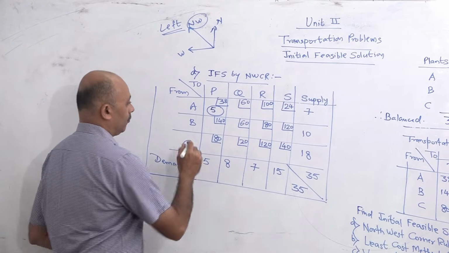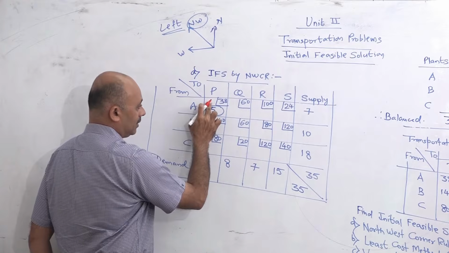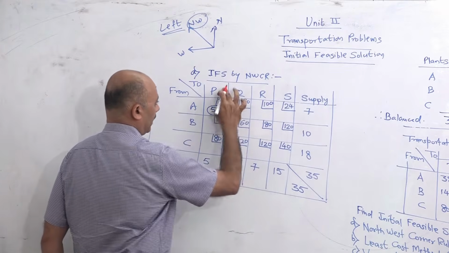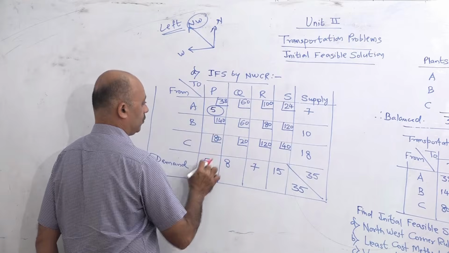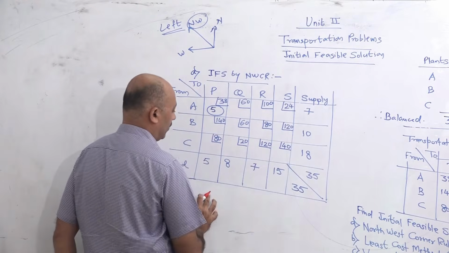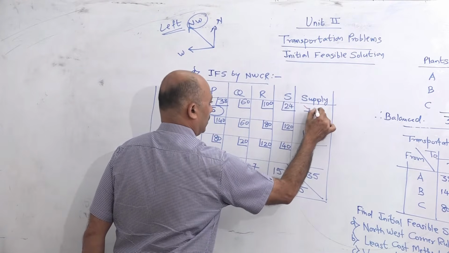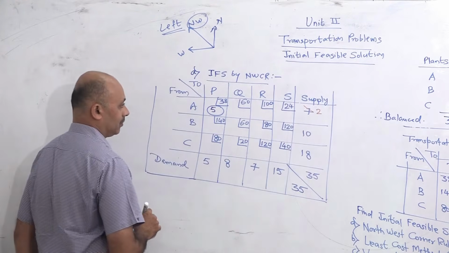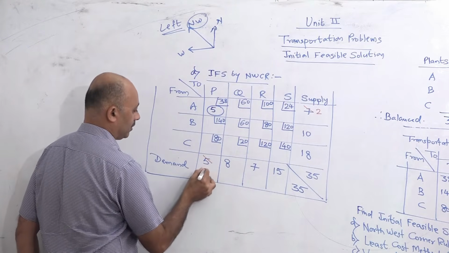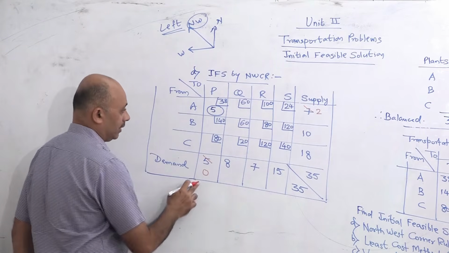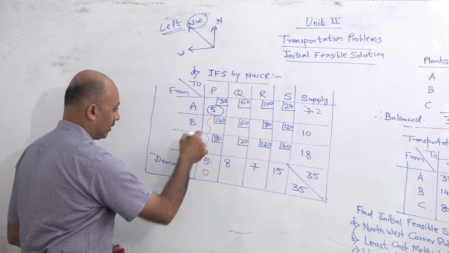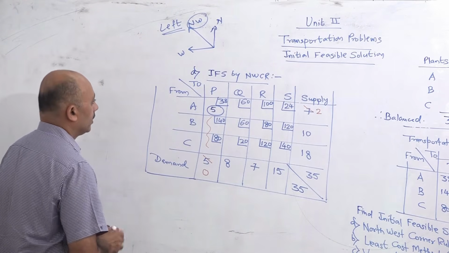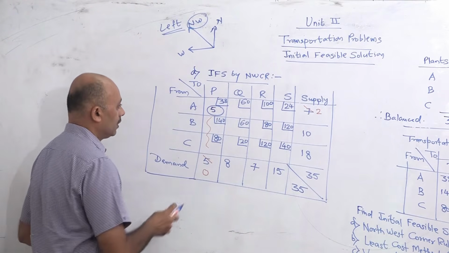I repeat, the first left side corner was AP. At A supply was 7, at P demand is 5. So the lower number was 5, so we have given an allocation of 5. After this, out of 7, only 2 units will remain balanced. And 5 out of 5 is given, so this will become 0. It means column P is over. So now there can be no more allocation here, so we are cancelling it.